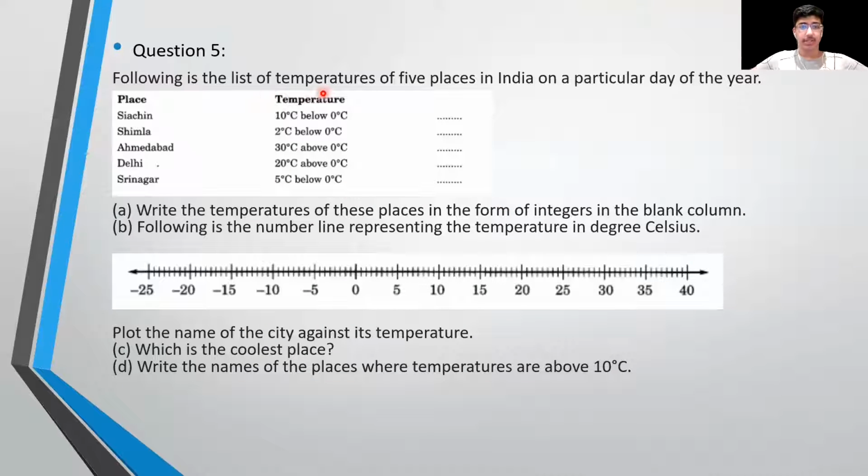Following is a list of temperatures of 5 places in India on a particular day of the year. Write the following temperatures of these places in the form of integers in the blank column. Following is a number line representing the temperatures in degrees Celsius. Plot the name of the city against its temperature. Which is the coolest place? And last one, write the names of the places where temperatures are above 10 degrees Celsius.